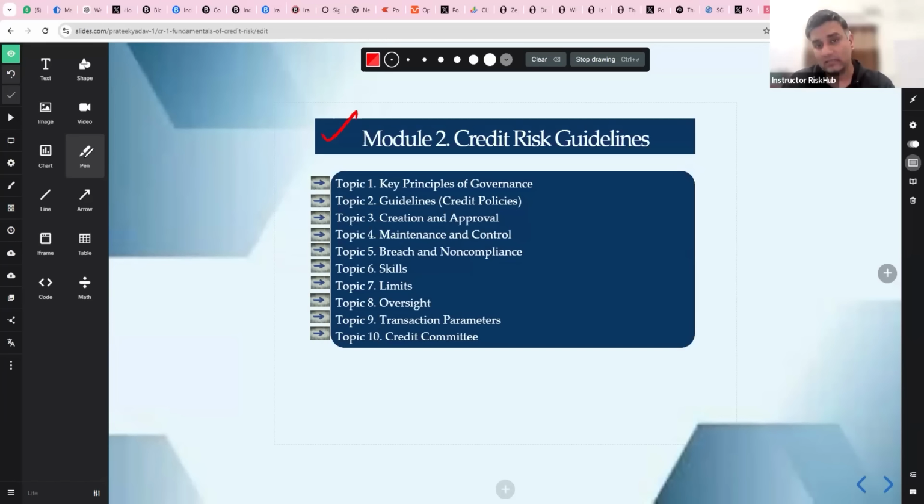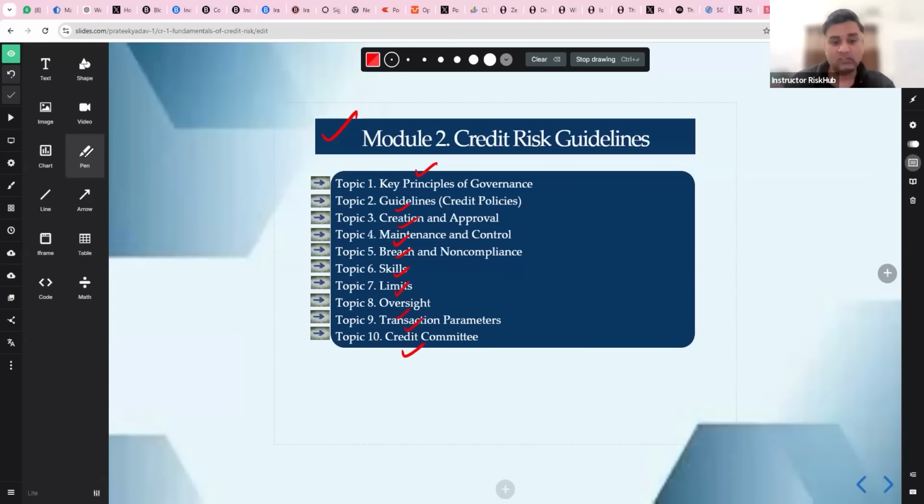So when you look at your Module 2 credit risk guidelines, if you look at the topics carefully, this is not your modeling, this is not your probability of default, loss given default, or credit rating. This is how we design the rule book that controls your credit risk in an institution, and you notice the flow, right? First, we talk about the principles, then the guidelines, then creation and approval, then maintenance and control, then the breaches, then the skills, then the limits, then the oversight, then the transaction parameters, then the credit committee, right? So this is the full life cycle of your credit governance.